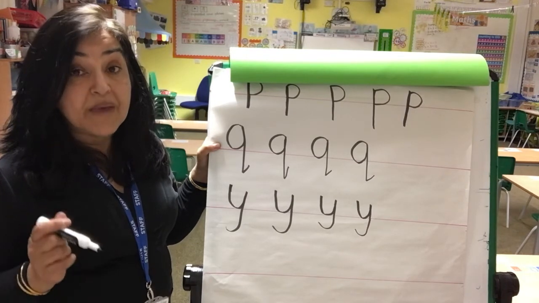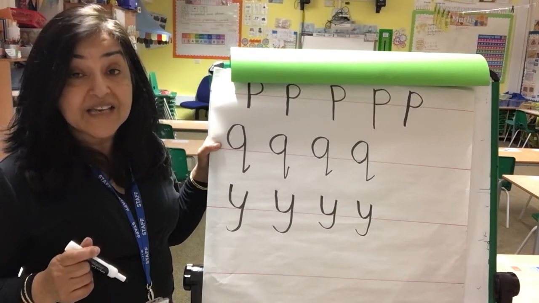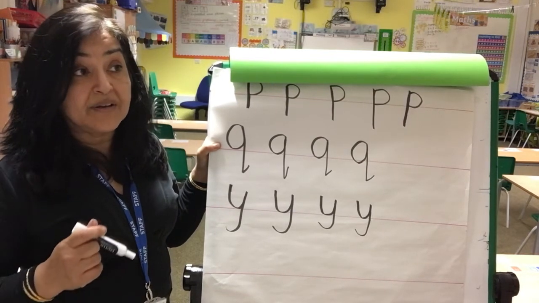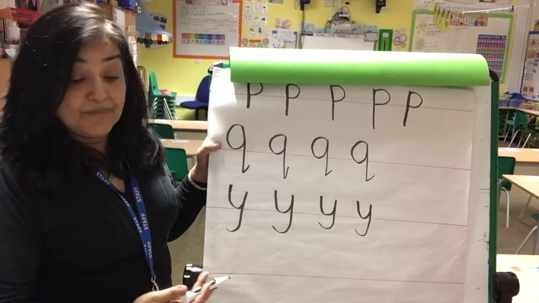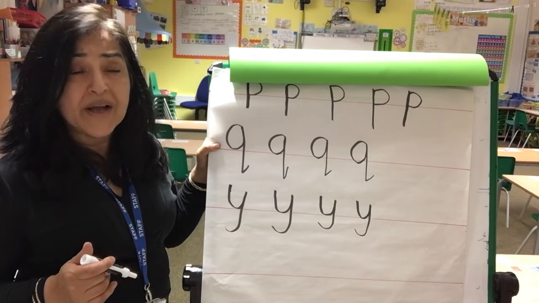Fantastic. Remember, grown-ups, your child must be sitting on a chair at a table with lined paper. If you can't get lined paper, you can have a blank piece of paper and you can draw some lines for them.